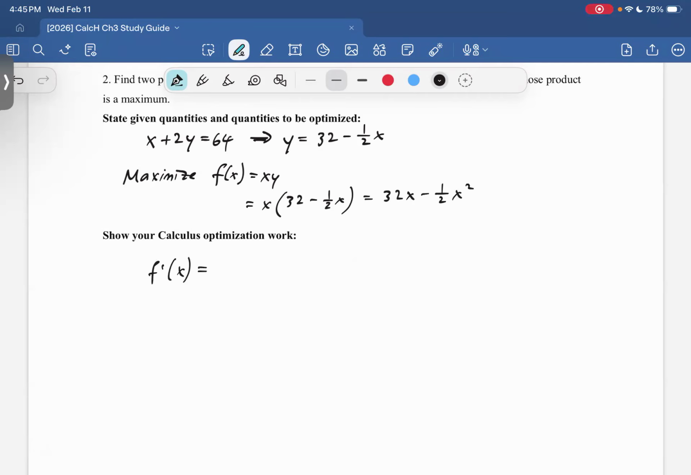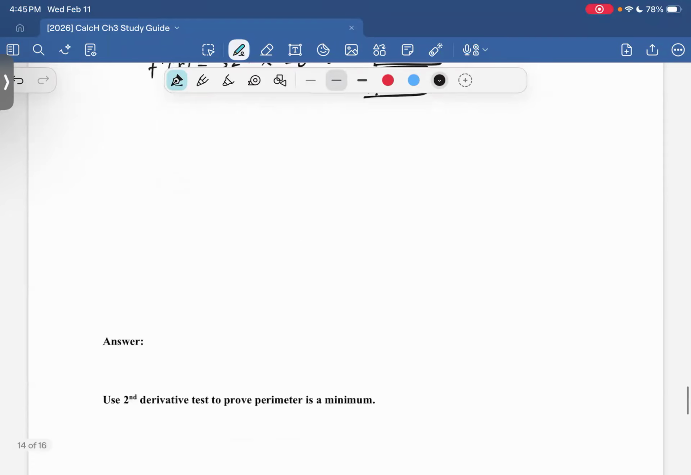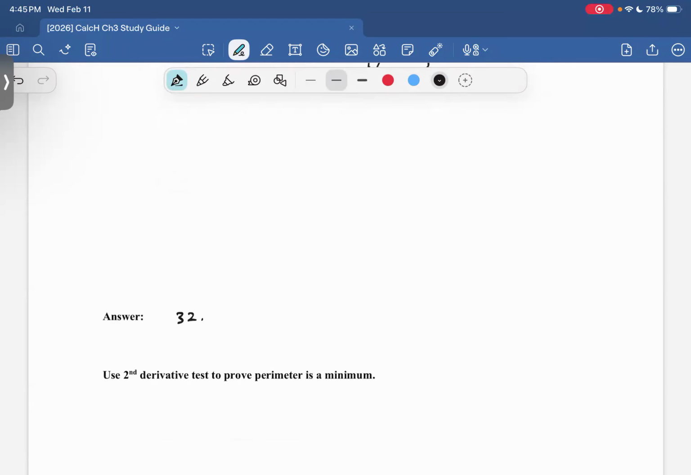So to maximize this, we're going to have to take the derivative. We'll be left with 32 minus x. That equals 0 when x equals 32. And so that's our critical point. And what does y equal in that case? y will equal 16. That's my answer. 32 comma 16.